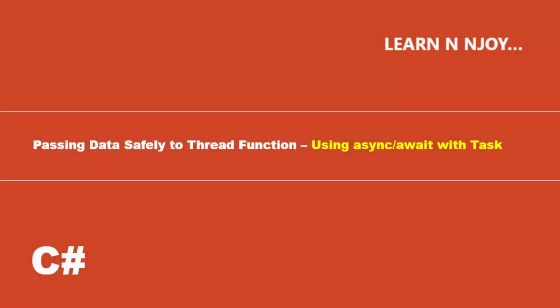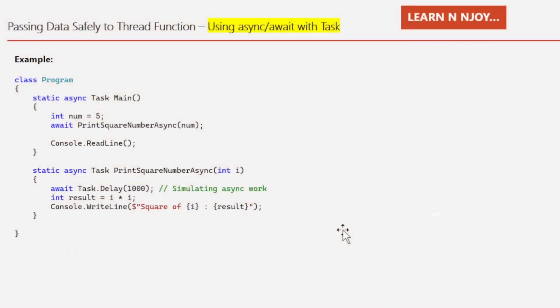Passing data safely to thread function using async await with Task approach. For those of you working with asynchronous code, the async await pattern offers a robust and efficient way to pass data to the thread function. Okay, let's try to understand with the help of the example shown over here. So here there is a class named Program that has the Main method, which is an entry point of this application. This Main method I have defined in an asynchronous way. That's why I have used the async and await keywords over here.